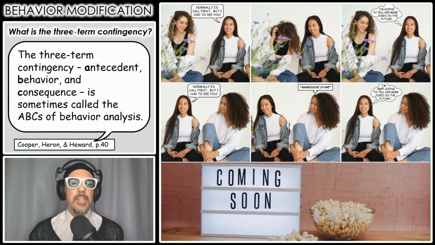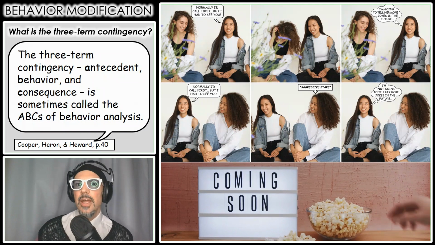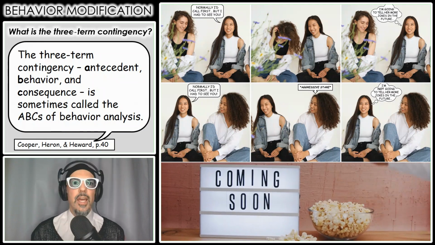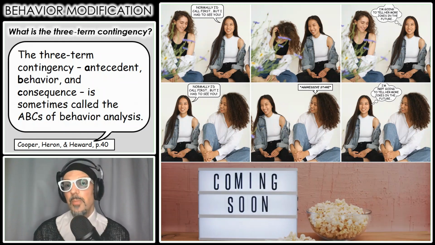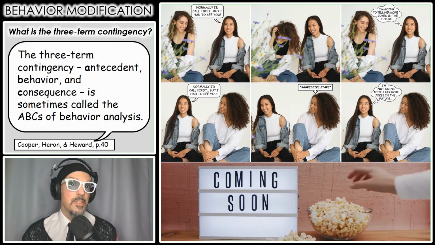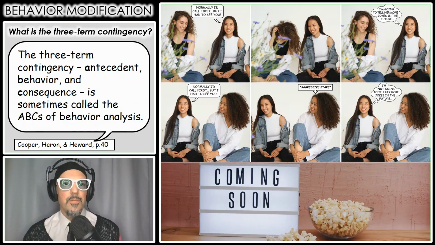All right, so that's it for what I wanted to cover in today's video. So next time we're going to continue our look at operant conditioning by taking a look at the four basic contingencies of operant conditioning, being positive reinforcement, positive punishment, negative punishment, and the often misunderstood negative reinforcement.